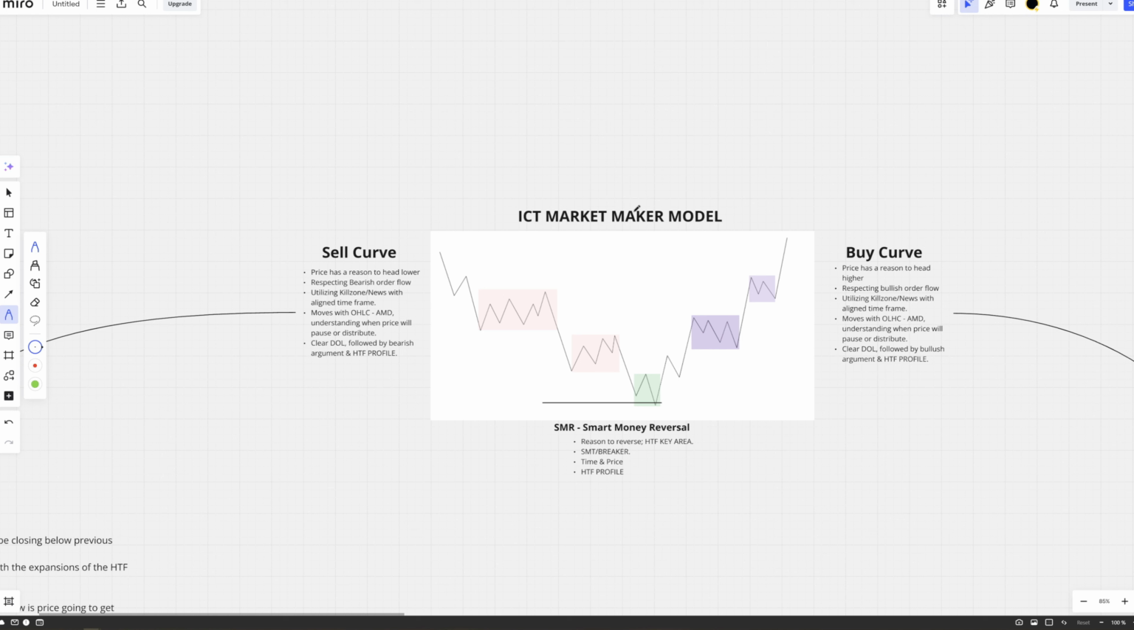First things first, I have to say your high time frame is everything. You can't escape the high time frame. Whatever you do, there are no hidden time frames. You can't escape it. You have to find your high time frame objective.